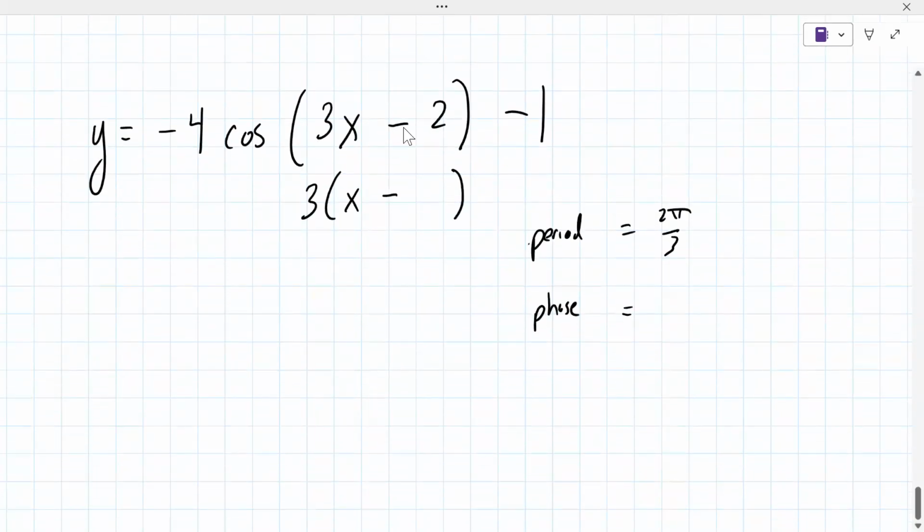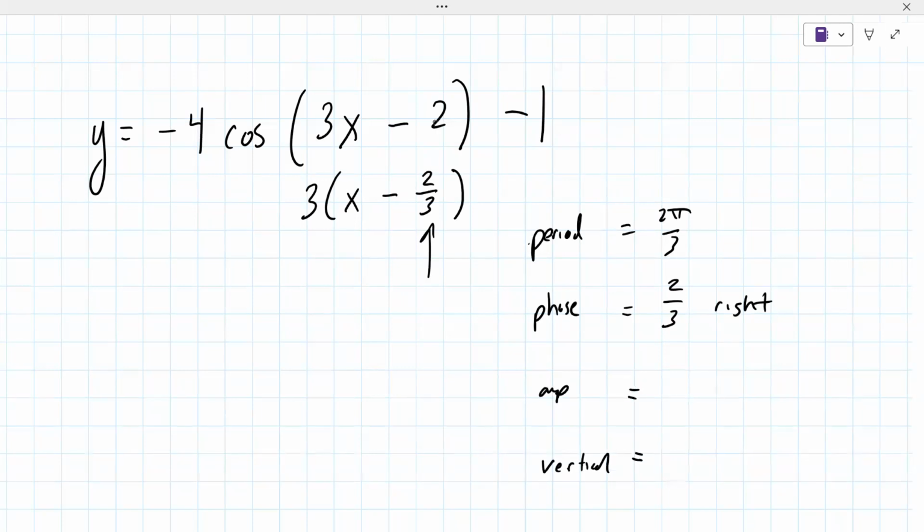So this one here, you want to factor the 3 out of this. So what goes in here such that when you multiply in, you get back to 2? It's like divide and slide kind of thing. 2 over 3, yeah, 2/3. So the phase shift is 2/3, right? Mm-hmm. This time, what about the amplitude and the vertical shift? The amplitude is 4. The vertical shift is down 1. Down 1, yeah.